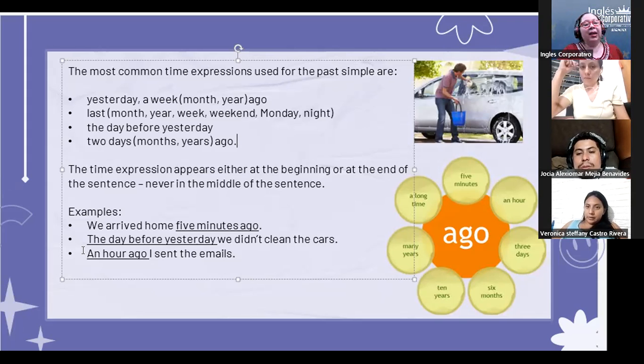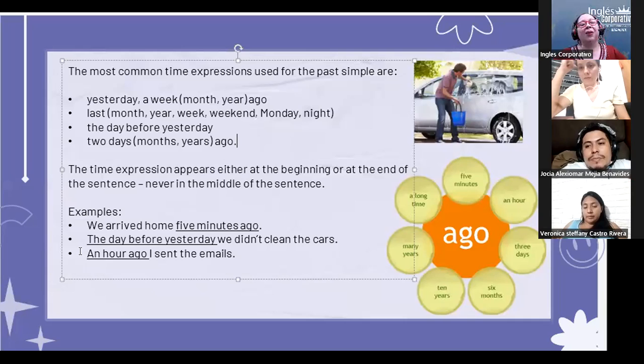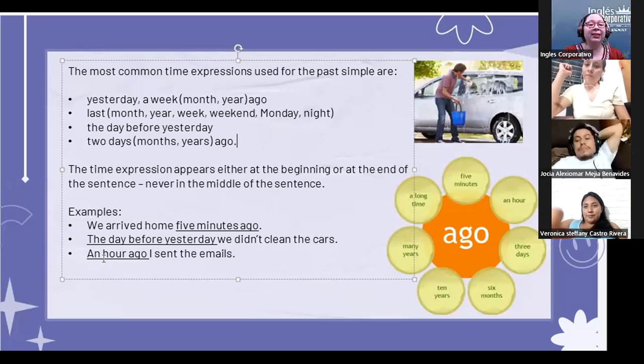Vamos a ver. La siguiente. Who wants to read the next one? An hour ago, I sent the email. Good, good. Yes, I sent the email. Ok, veamos entonces que también podemos usar horas, miren. Horas atrás, ¿verdad? Hace una hora, hace dos horas, ok. An hour ago, 2 hours ago, ok. 2 hours ago.